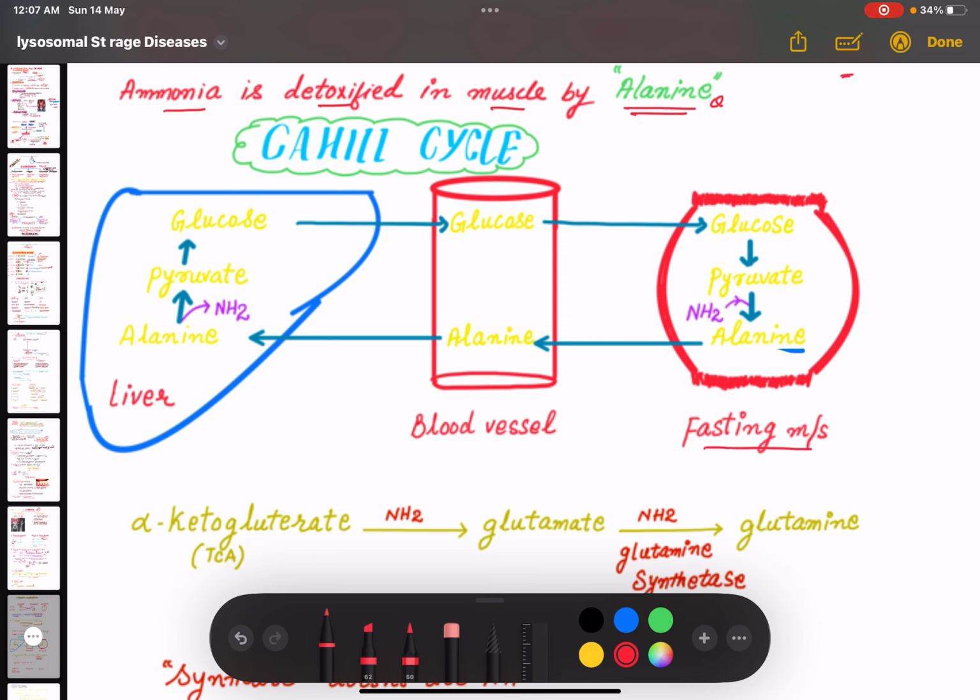See, in the fasting muscle, the glucose which is present inside the muscle is going to convert into the pyruvate, and this pyruvate is added by amino group and gets converted into alanine, and this alanine from the muscle is going to enter into the bloodstream, and from blood it will go into the liver, and in liver again the amino group will be removed, and there will be formation of pyruvate, and from pyruvate we will again get glucose through the gluconeogenesis process, and again this glucose will enter into the blood vessel, and then it will enter into the muscle, and this cycle will continue in the fasting muscle. Therefore the Cahill cycle occurs in the fasting muscle.